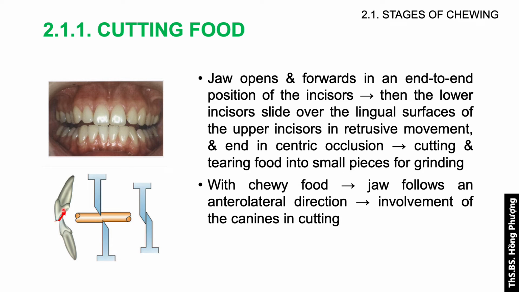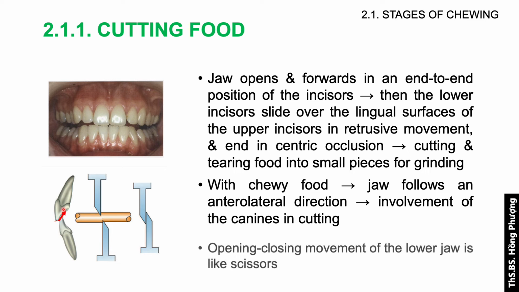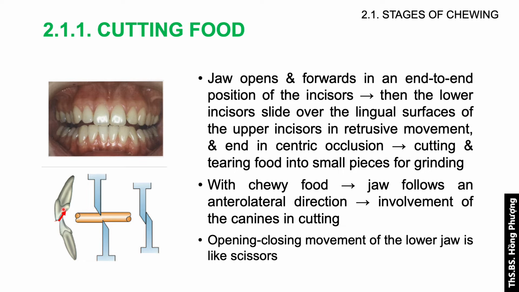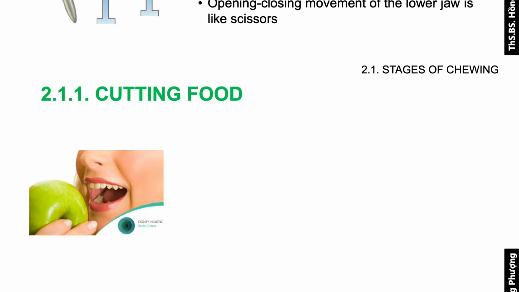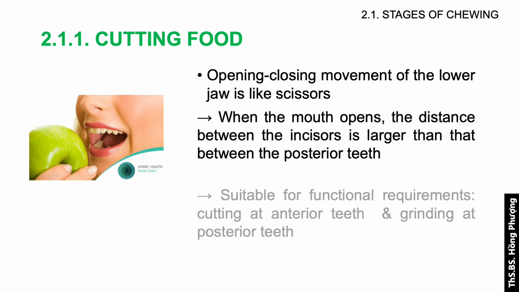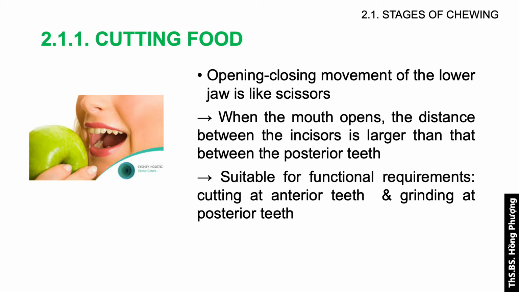With chewy food, the jaw will follow an anterolateral direction. It means the jaw moves forward with a lateral side. So this process involves the canines in cutting. And this opening-closing movement of the lower jaw is like scissors. When the mouth opens, the distance between the incisors is larger than that between the posterior teeth, so it is suitable for functional requirements, that is, cutting at the anterior teeth and grinding at the posterior teeth.